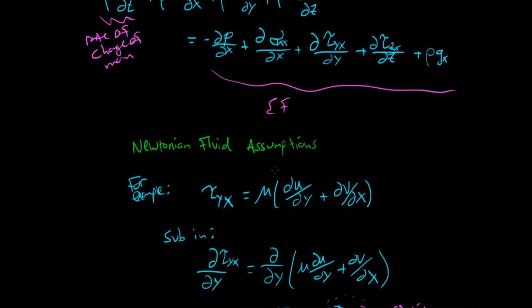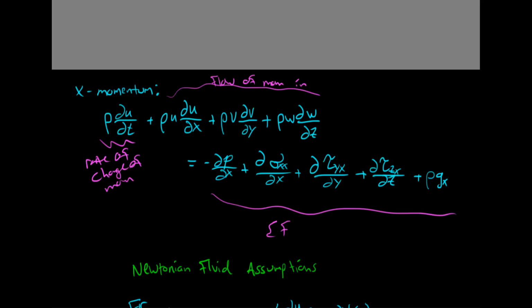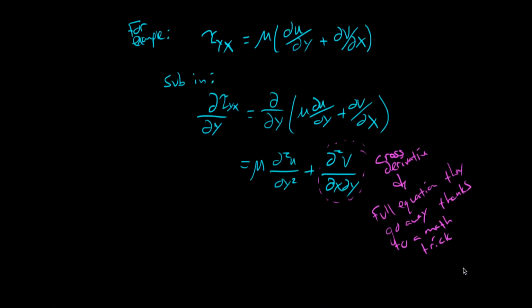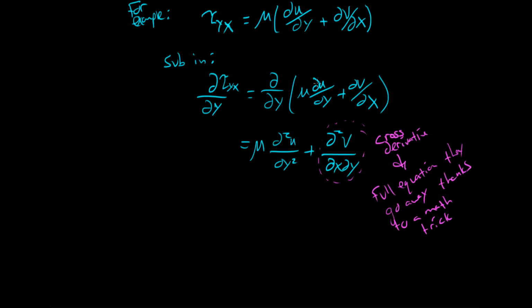So we sub this in, this is a Newtonian fluid assumption, and take that derivative, and you end up getting this cross term, right? d by dy of du dy, well that's d squared u, dy squared. d by dy of dv dx looks like d squared v dx dy, and this is like this weird cross derivative. A really convenient thing happens if you do a math trick where all of these end up going away and you're just left with the straight terms and none of the cross terms here.